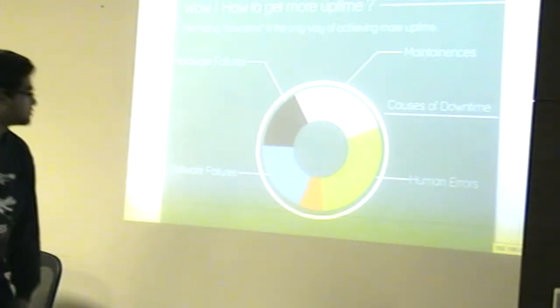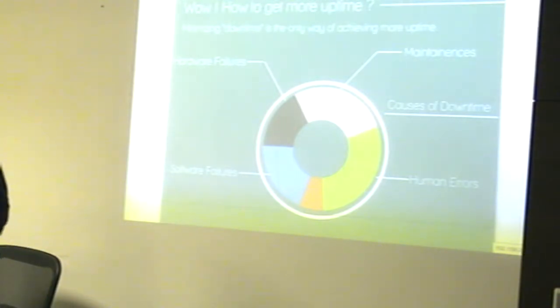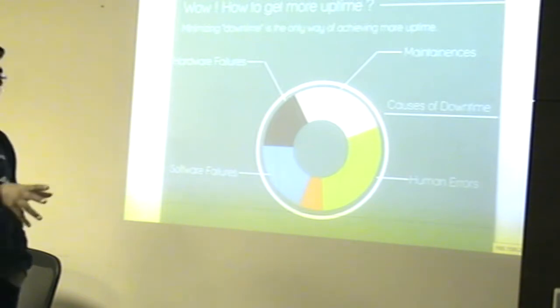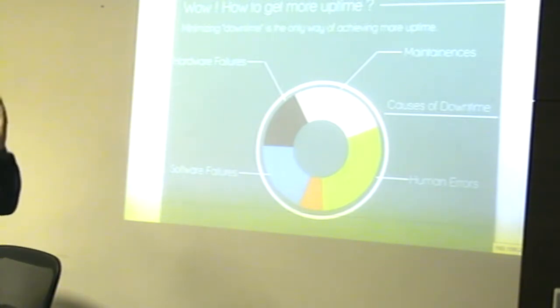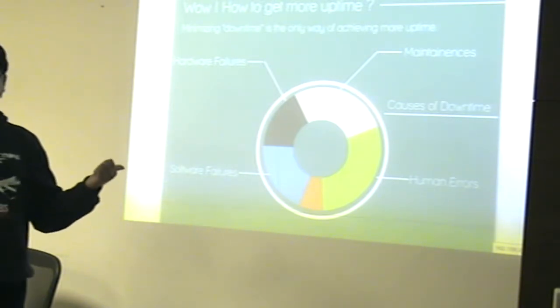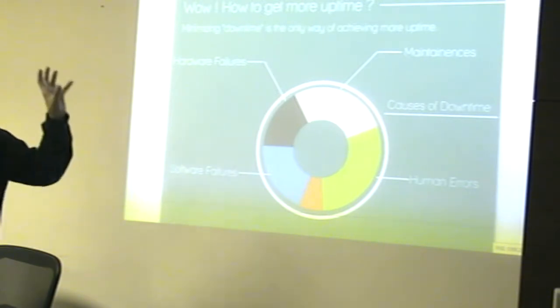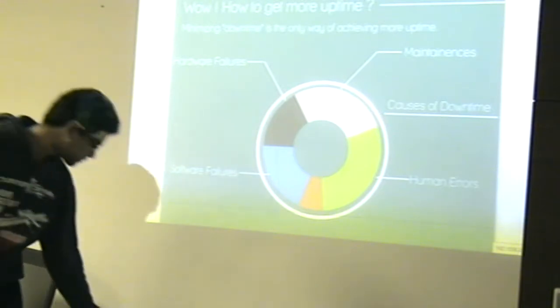So now, how do you get more uptime? The only technique of getting more uptime is by minimizing downtimes. These are some of the common causes of downtimes: hardware failure, maintenances, software failures, and human errors. There are other extreme causes like natural disasters, which you can be prepared for actually. So in this session, I'll be talking about process managers and service discovery, which will help you minimize these kinds of downtimes.